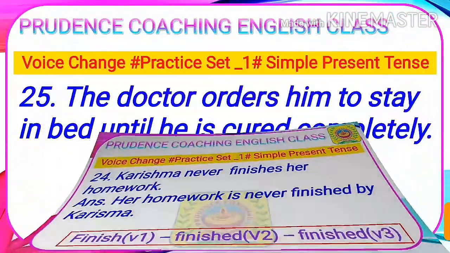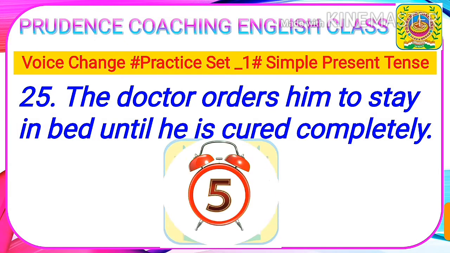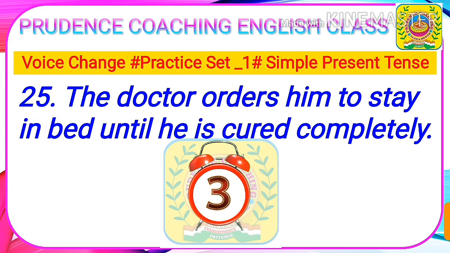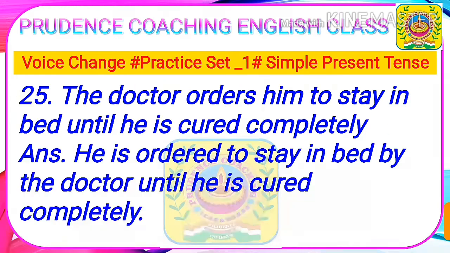Let us see the next one. Start. As you can see here, the doctor is the subject, orders is the verb, and him is the object. And here the doctor is only the doer of the action, which is the subject. Therefore, the statement given is in active voice. We need to change it into passive voice. First, we need to swap the subject and object.